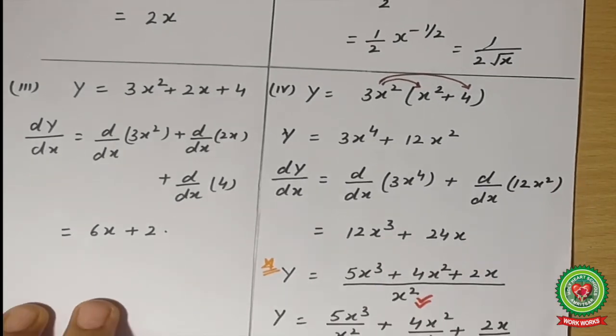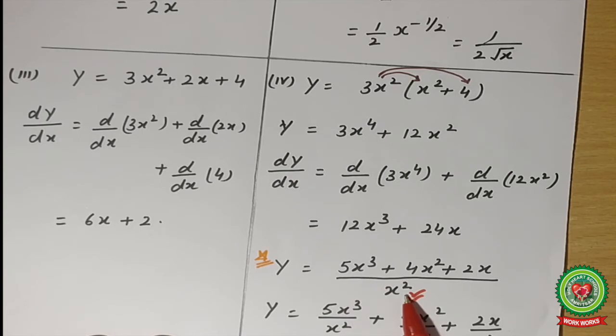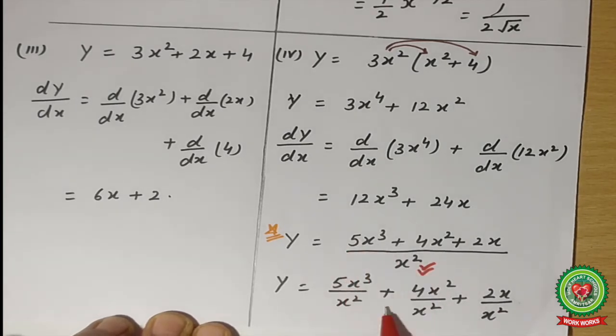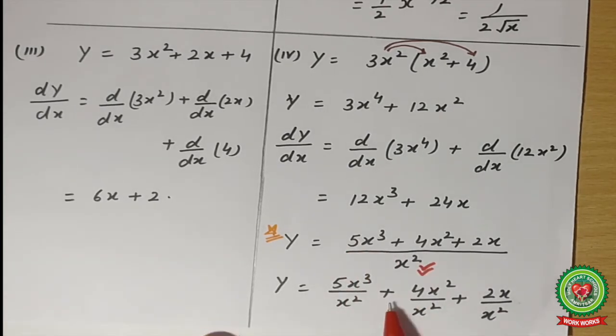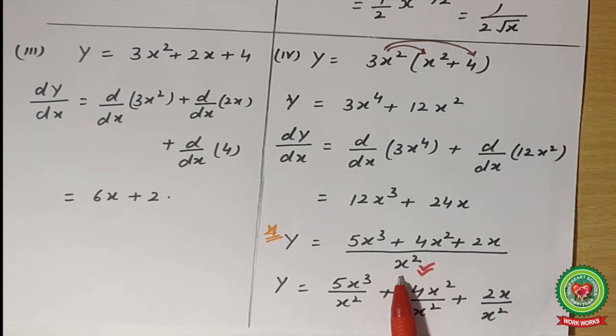Now students, if we are having a single term in the denominator, then first of all we will do partition. Clear? 5x cube upon x square plus 4x square upon x square plus 2x upon x square. We will separate the terms only when a single term is there. Then we will solve the equation and we can do differentiation.